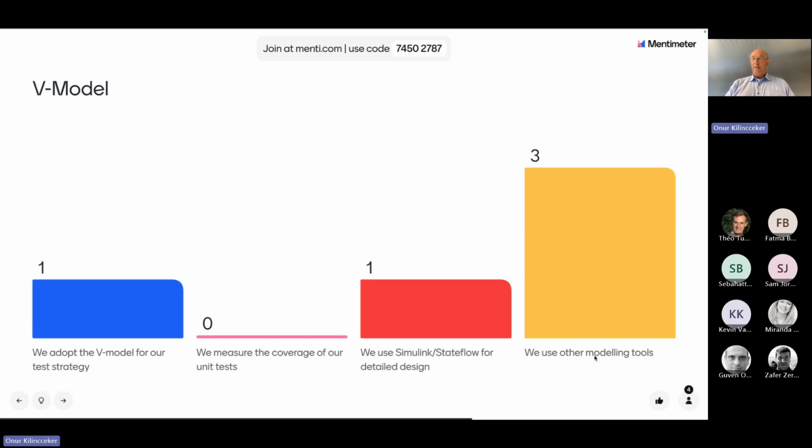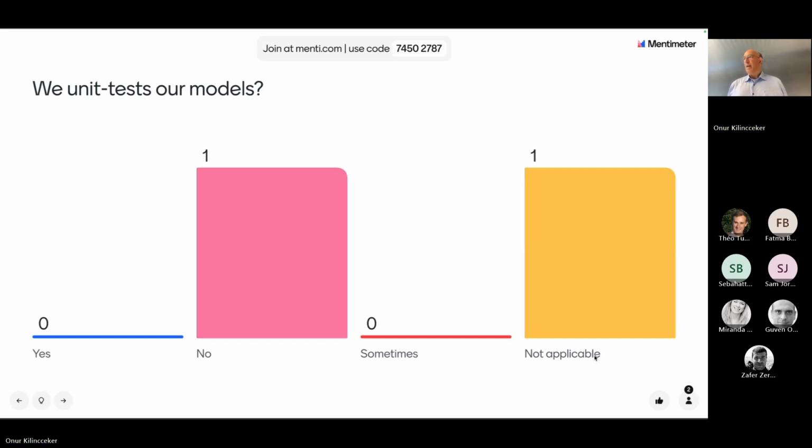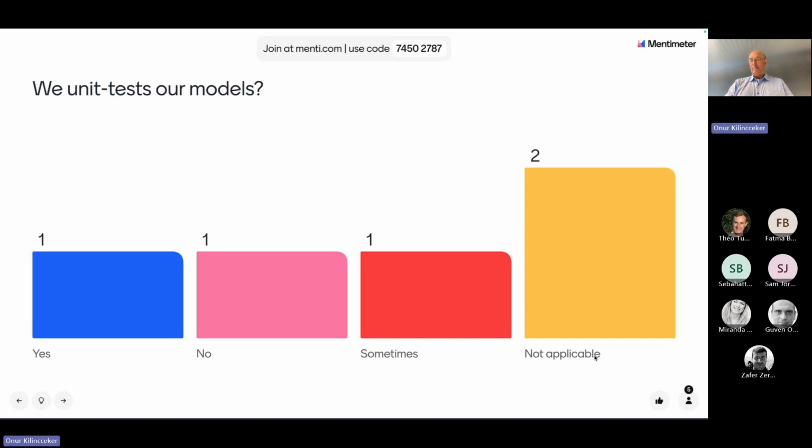Okay, and then the real question, given that nobody measures coverage, would be how many unit test the models? So if you would say yes, no, sometimes, or not applicable. Sometimes. So that's the kind of thing we would like to see. And even a yes, so that's even what we prefer to see.